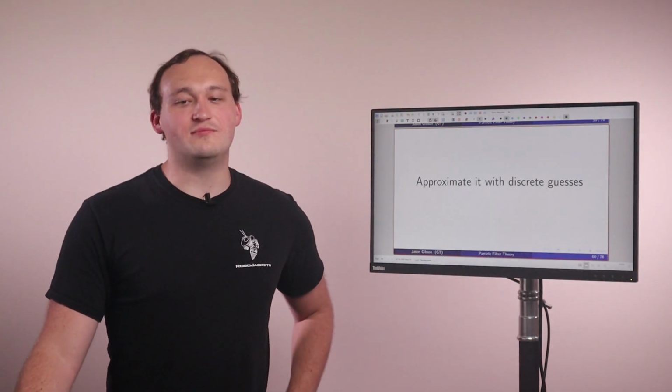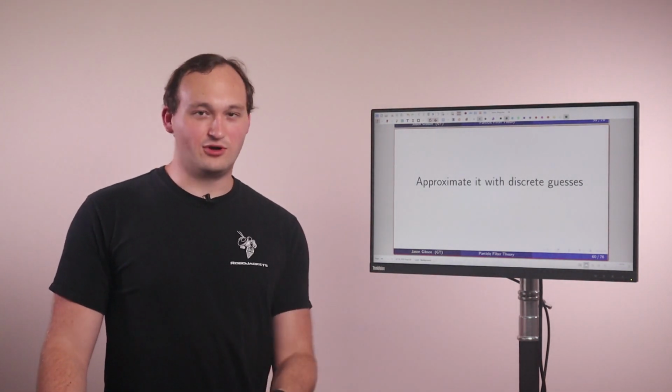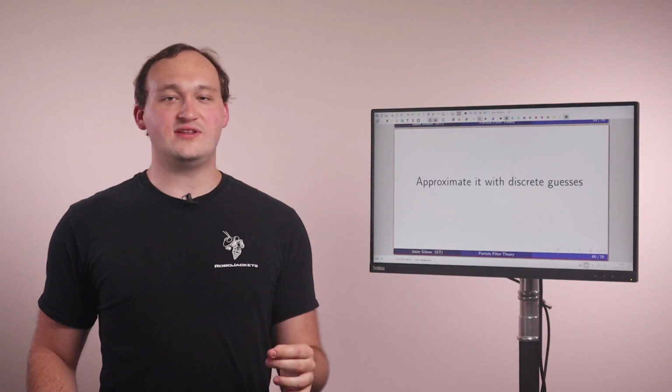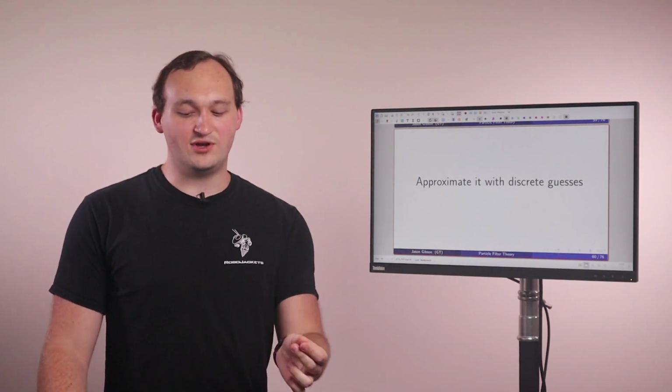So what we're going to do is approximate with a bunch of discrete guesses. And that is what a particle filter is doing. It's going to approximate some probability distribution based on a bunch of discrete guesses.